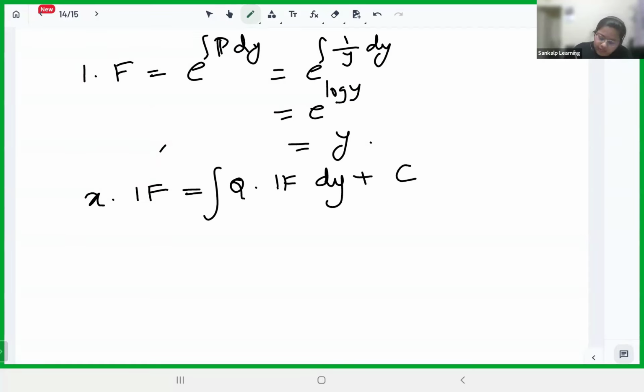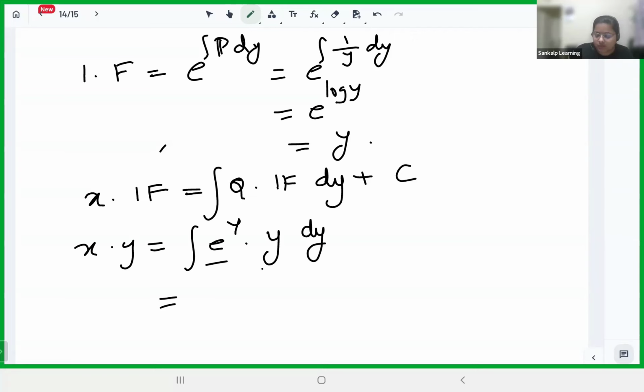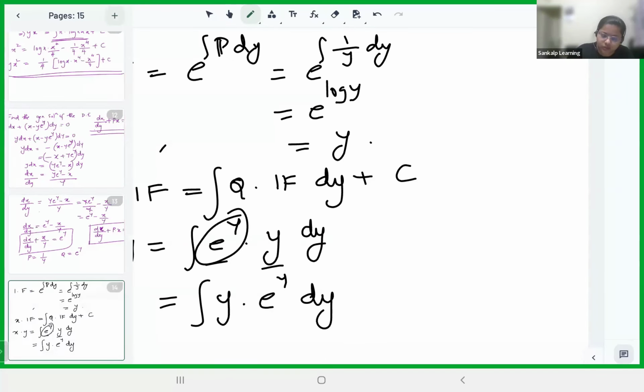So x into integrating factor is equal to, what is q? Q we have got as e raised to y, into the integrating factor, which is y, dy, right? So this can be rearranged. It's a product of two functions. So we know the exponential function should come last. So the order should be rearranged. So it is y into e raised to y dy. So we'll find that solution. We have to apply the parts rule, right? We'll write it once again. The last step was y into e raised to y dy.